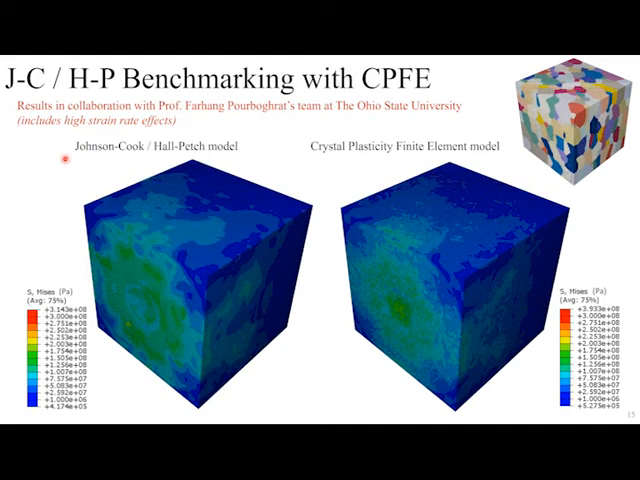Now, one question is, how good is this simplified Johnson Cook Hall Petch approach that runs in about 10 minutes versus another method? And so again, in Johnson Cook Hall Petch, each grain has its own isotropic homogeneous model. So in aggregate, it's inhomogeneous and isotropic, but we don't have the kinematic hardening. We don't have grain recrystallization, anything like that still. But we can do a benchmark of this simplified approach with a crystal plasticity finite element method.